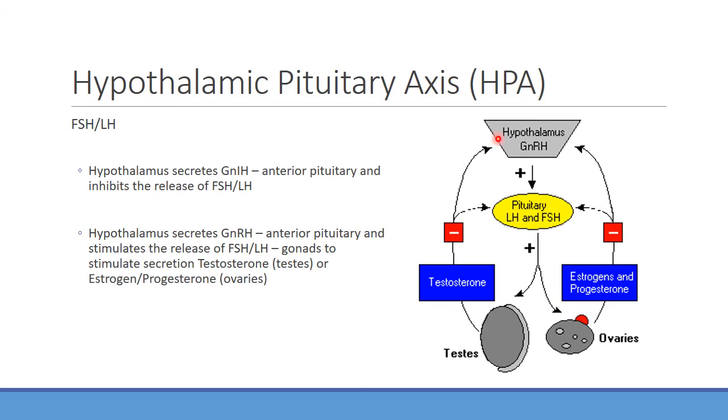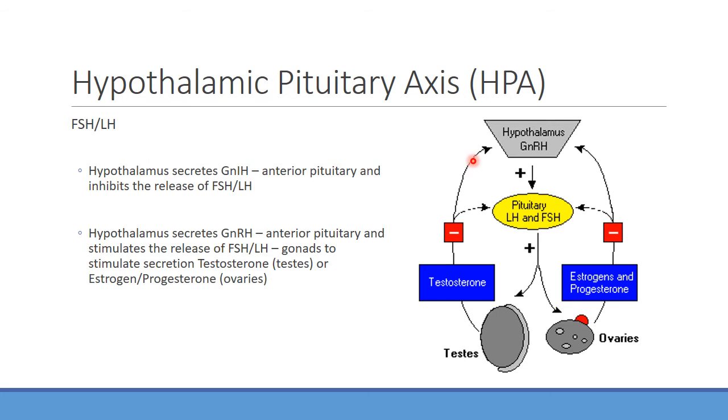Okay, so continuing on with more sex hormones, we have the follicle stimulating hormone and luteinizing hormone. These end up getting stimulated by the hypothalamus with gonadotropin releasing hormone, and this will have stimulatory effects on the anterior pituitary to release LH and FSH, right? This is really important for regulating the menstrual cycle for females. This will also help to stimulate androgen production, or testosterone, specifically in male patients.